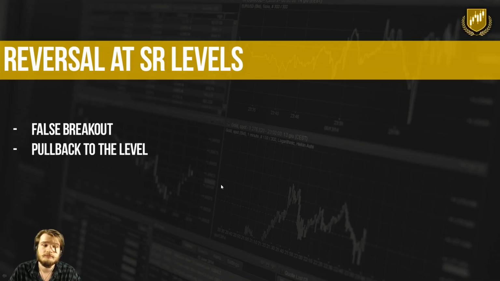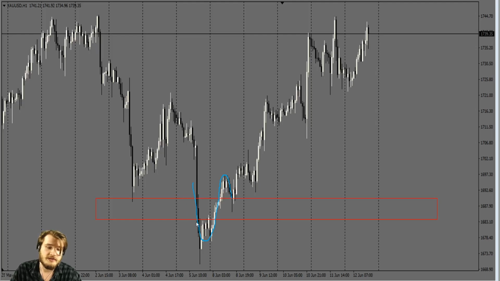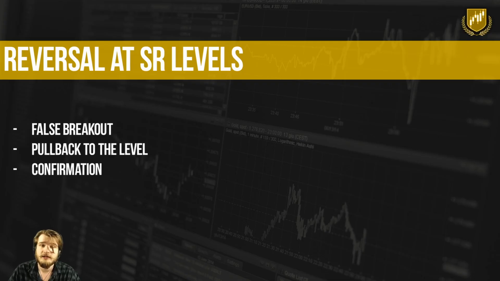Second step, pull back to the level. So if you look here, see, price went down, dipped back, and then a nice little pullback. Third step, confirmation, right? So there has to be a fractal. A fractal is basically like this kind of shape. Okay, so the price goes back into the level, right? And then chances are it's going to bounce. That's how you know that this is a reversal pattern, not a breakthrough pattern, right?